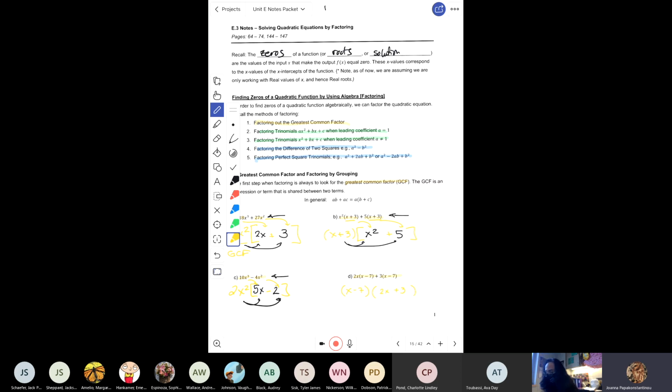2x plus 3. And again, in this case, I just have a binomial times a binomial. I FOIL it and I should get back my original expression, and maybe a different way of looking at it.